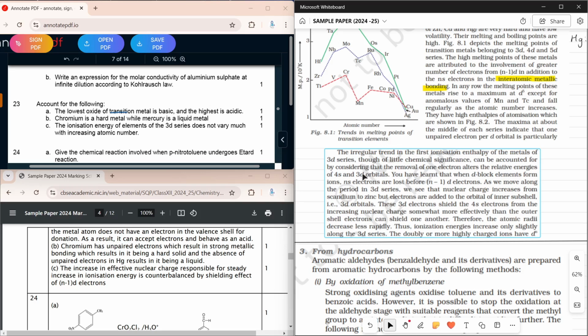So the 3D orbitals make sure that the nuclear charge doesn't affect the 4s as strongly as it would. Because of that, the increase in nuclear charge is counterbalanced by the shielding effect. And because of this, you observe an irregular trend in the ionization enthalpy.